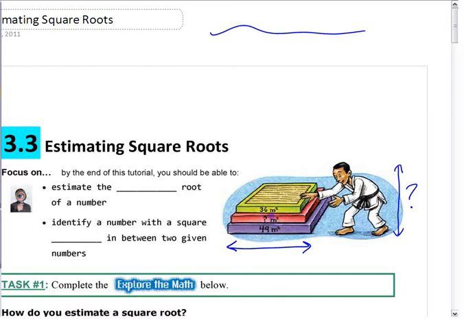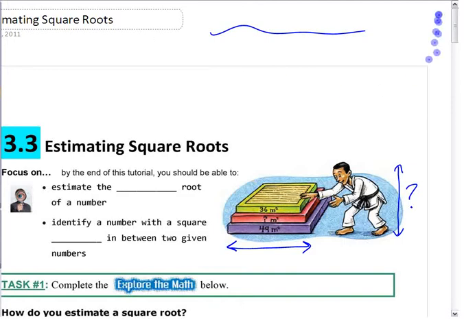How many square meters do you think that mat is? I don't know. Does it look like it's closer to the purple one or the green one, or halfway in between? Kind of halfway in between. So maybe it's like 42 or something like that. 43. And its side length is going to be between there.